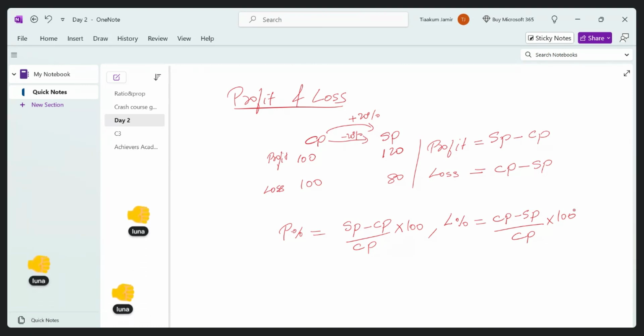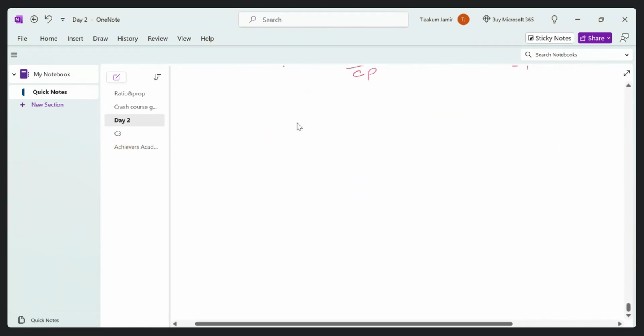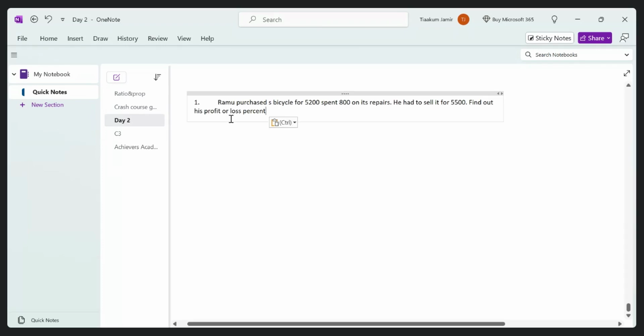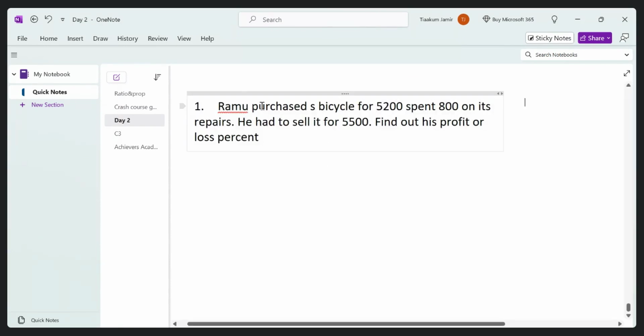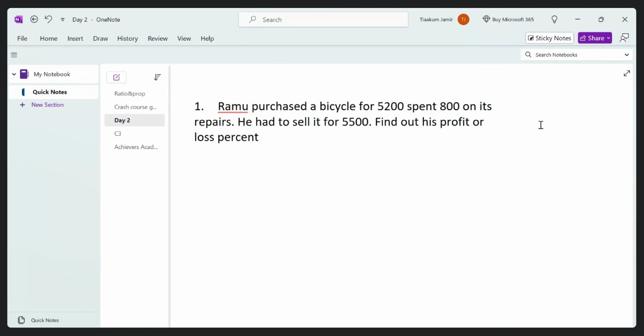So right away, let's try to solve few questions, right? So the question is this one. We have Mr. Ramu. Here it says Ramu purchased a bicycle for 5,200, spent 800 on its repairs. He had to sell it for 5,500.